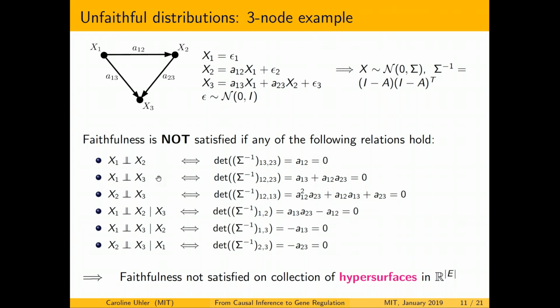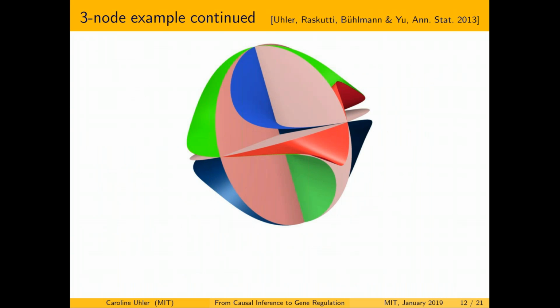And so this means that I have to be bounded away from these hypersurfaces, right? These are zero sets of polynomial equations, and I can draw them because I'm in 3D. That's how I chose this example. And so here they are for this little graph. Okay, so I can only learn models that are bounded away from these hypersurfaces, at least using these constraint-based approaches.